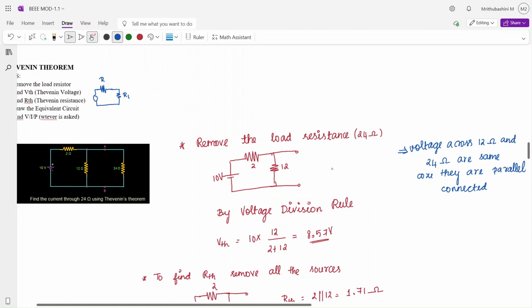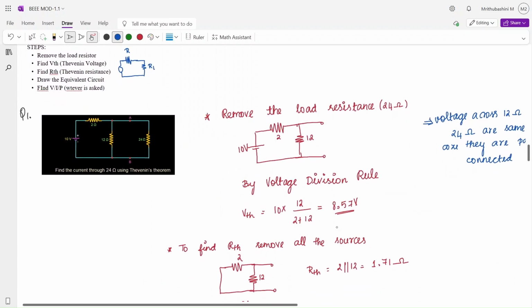So that is what I've written here as a note. By the voltage division rule, it's 10 into 12 by 2 plus 12. So I will find it by the voltage division rule. This is my Thevenin voltage. It's just a normal voltage, how you would solve it. That is your Thevenin voltage.